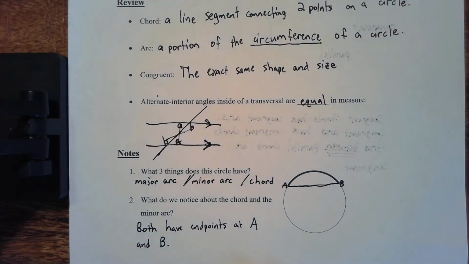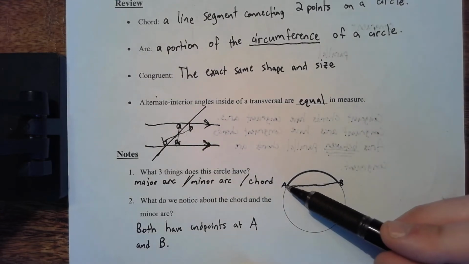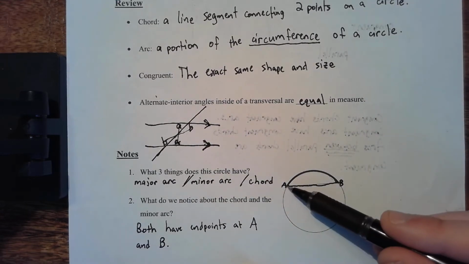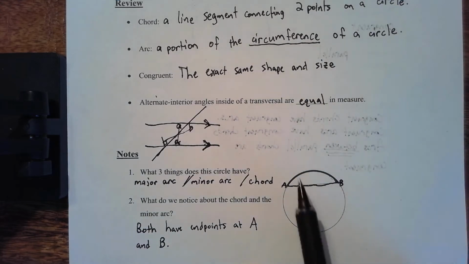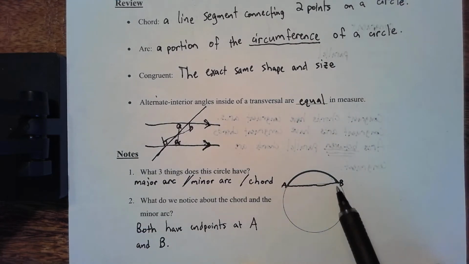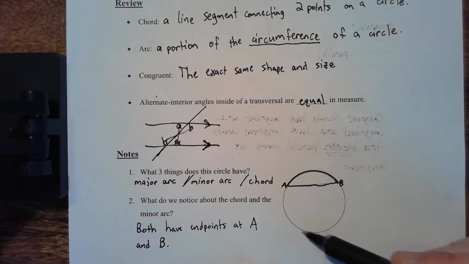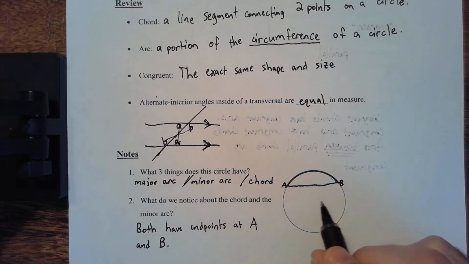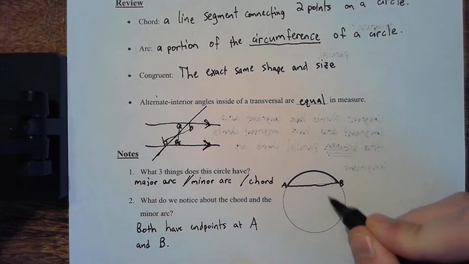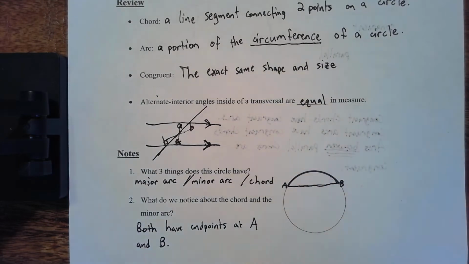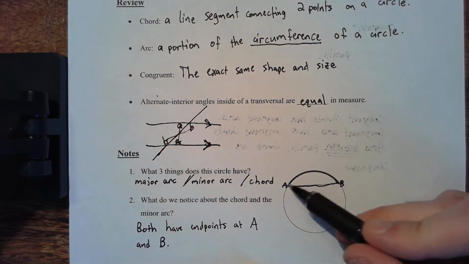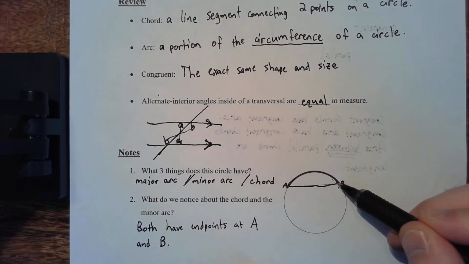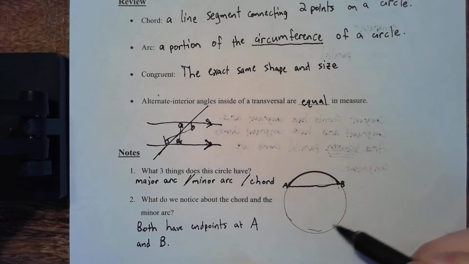And every time you have a chord, you're going to have a minor arc, and then you're going to have a major arc, because there's a short way to get to those 2 points, and then there's a long way to get to those 2 points. Unless your chord went through the center, making it the diameter, then both arcs would be exactly half. But anyway, so you have a chord, you have a minor arc, and then you have a major arc.